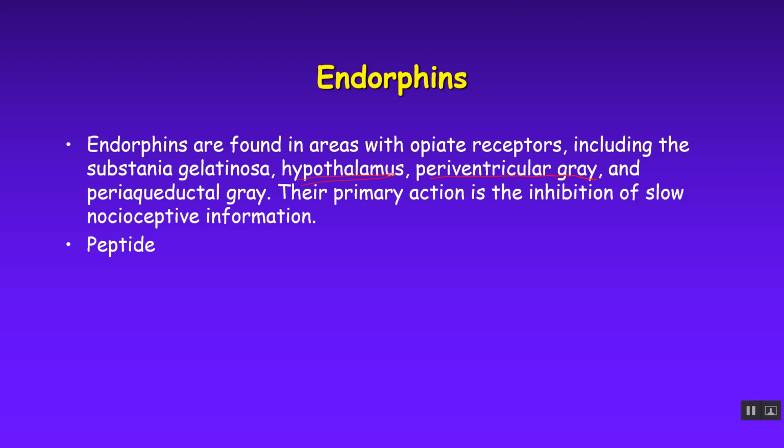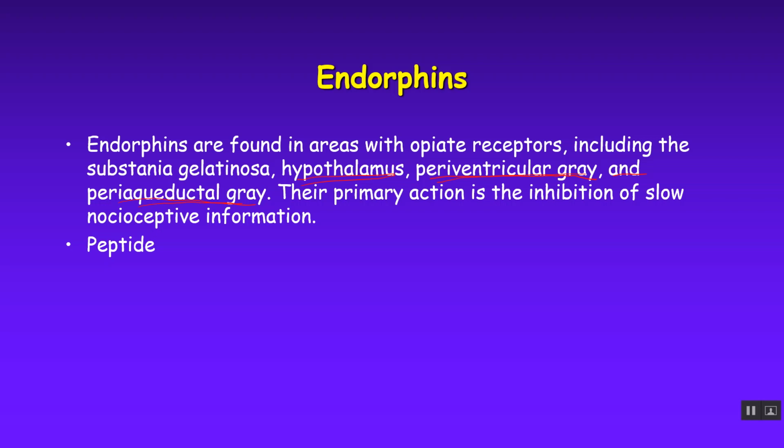Periventricular gray is also in the cerebrum, but periaqueductal gray is in the brainstem. So there are various areas where opiate receptor cells have predominance, or a greater number of these opiate receptors. Endorphins will bind to those opiate receptors and inhibit pain, primarily slow pain pathways. So after you've had pain for a while, your body will produce natural endorphins to bind to these opiate receptors and help down-regulate your pain, hopefully.